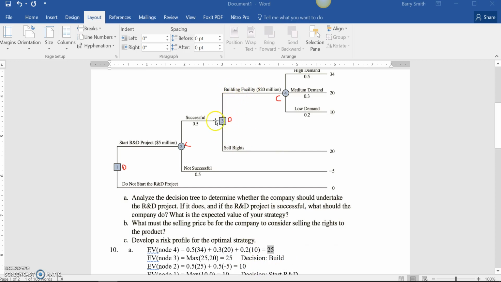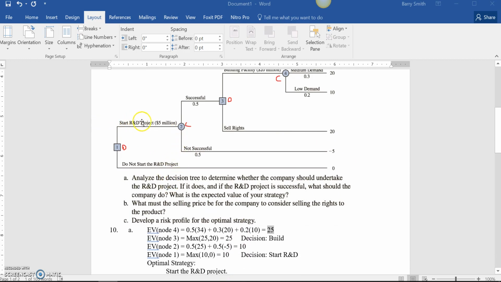Okay. Now we have to go back again. Again, we have another chance, so we're going to take the probability here, 0.5 times this value of 25, and then add to that this probability, 0.5 times its profit of negative 5, and when we add those together we get 10, and that's going to be the value here at node 2. And so for start R&D project, it's the value of 10, and do not start's value of 0. So when we make the decision which one is the max, that's going to be the 10, and so that's what node 1 is. And so our decision is going to be start R&D project.